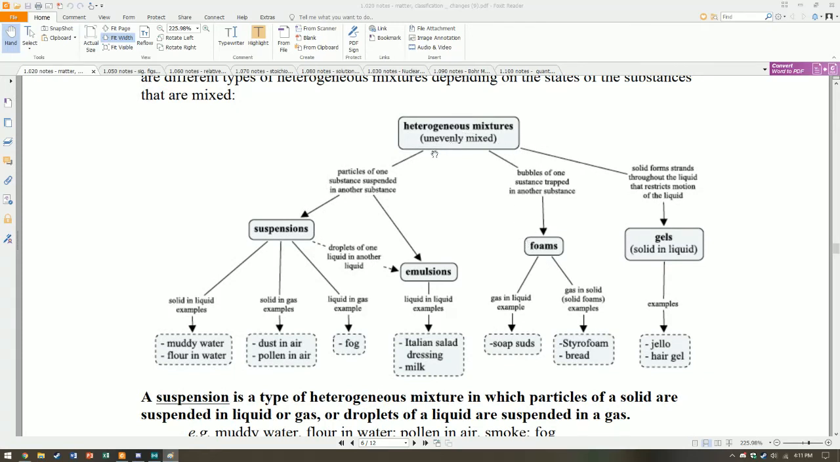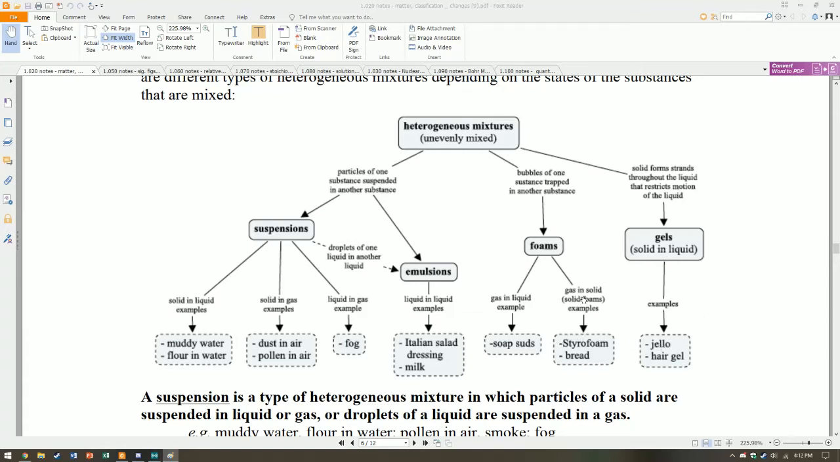If we have particles of a solid suspended in a liquid, we call it a suspension. If it's droplets of a liquid in another liquid, we call it an emulsion. A foam is bubbles of one substance trapped in another, such as gas trapped in a solid. And a gel is a solid where it's a liquid, but there are solid strands restricting the movement of said liquid. So Jello and hair gel are examples.